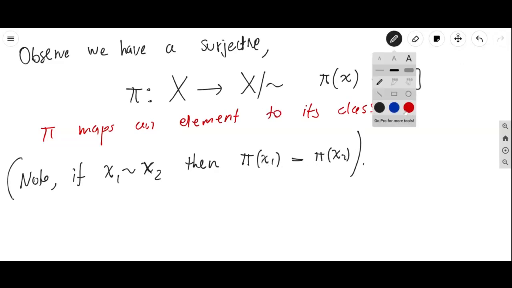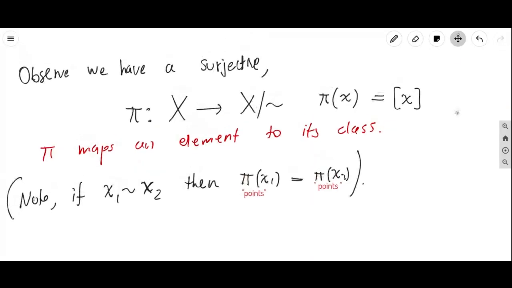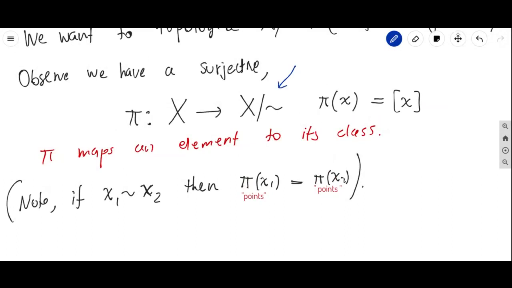So you see, the idea is you want to think of these classes as points in some new space, which might be a little bit confusing at first, because this is like an entire set of objects. It's like an entire set of elements, but you want to think of it as a point in some new space. So points that are equivalent in X get mapped to the same point over here. This is called the quotient. This is sometimes called the quotient of X mod tilde.